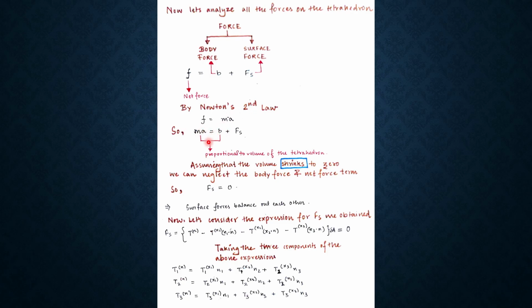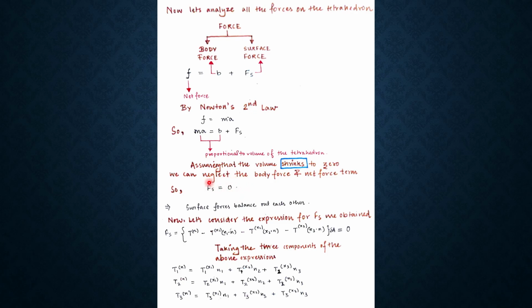Putting that in the equation, we get ma equals b plus capital F of S. Now the m and b terms are proportional to the volume of the tetrahedron. They're volume-dependent terms. If we assume that the volume of the tetrahedron shrinks to 0, then we can easily ignore the body force and the net force and carry on with our analysis. And with that, the net surface force will also have to be 0.